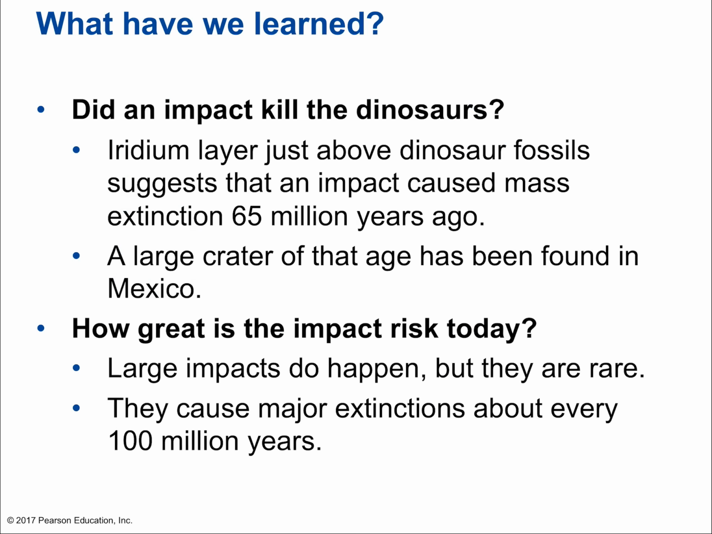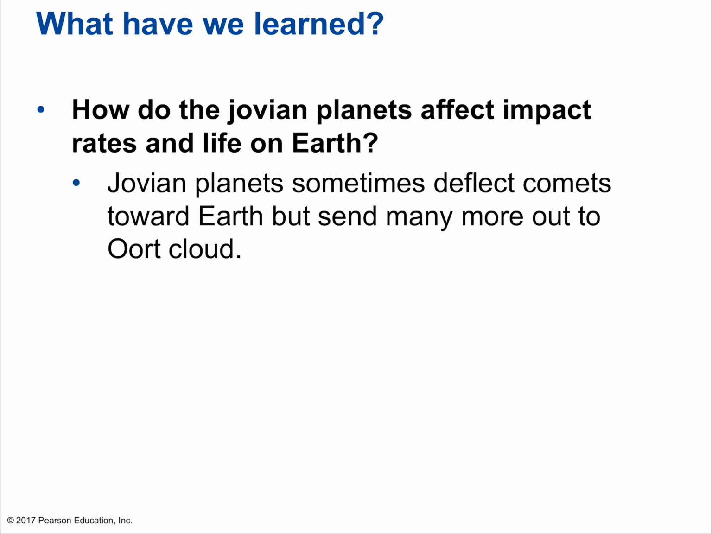So in summary, did an impact kill the dinosaurs? Probably, because the Iridium Layer is a strong suggestion. Plus, there's a crater that matches up. Large impacts do absolutely happen, but they're rare. The scale is about 100 million years for mass extinction events. And the Jovian planets sometimes deflect comets towards Earth, but they send many more away out into the Oort cloud.